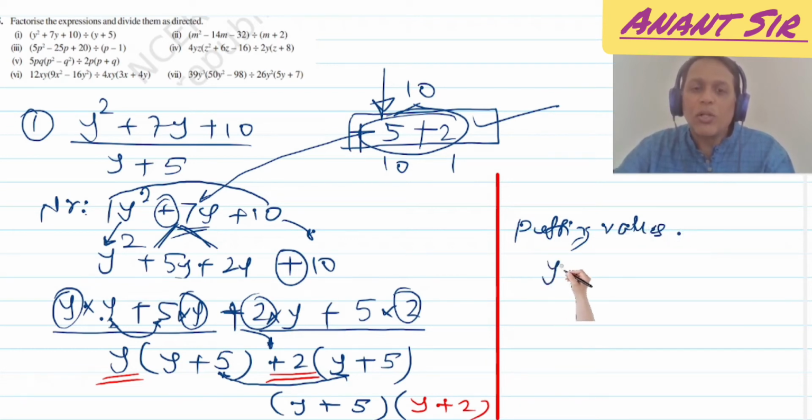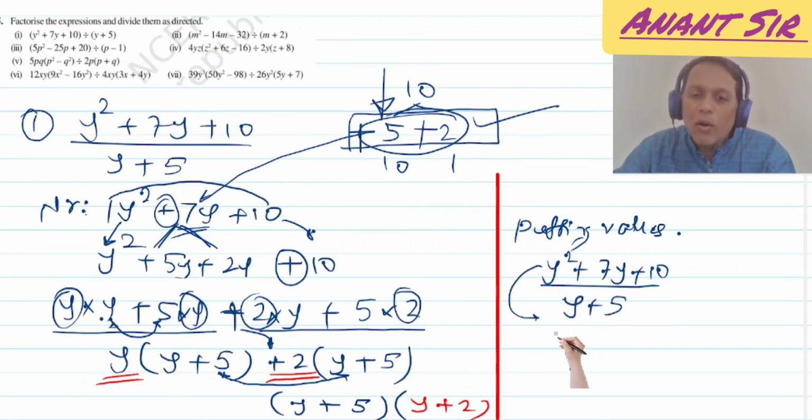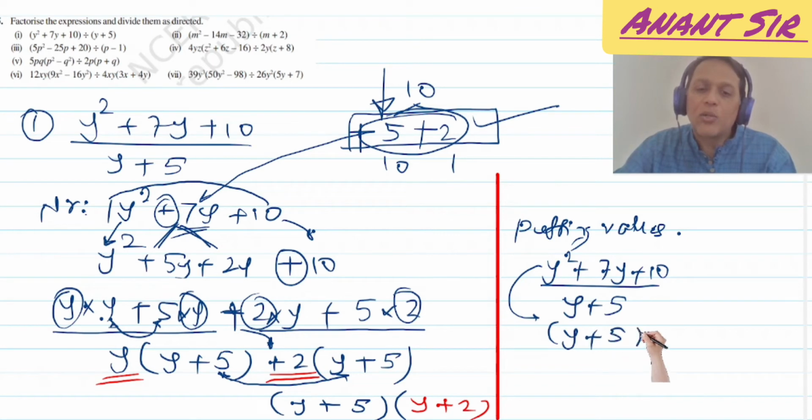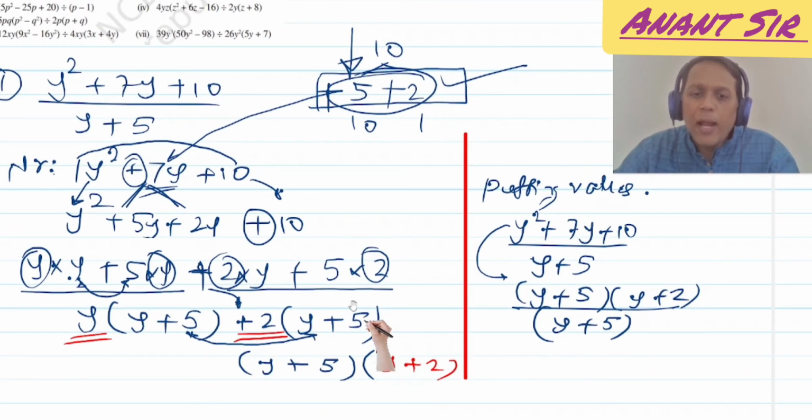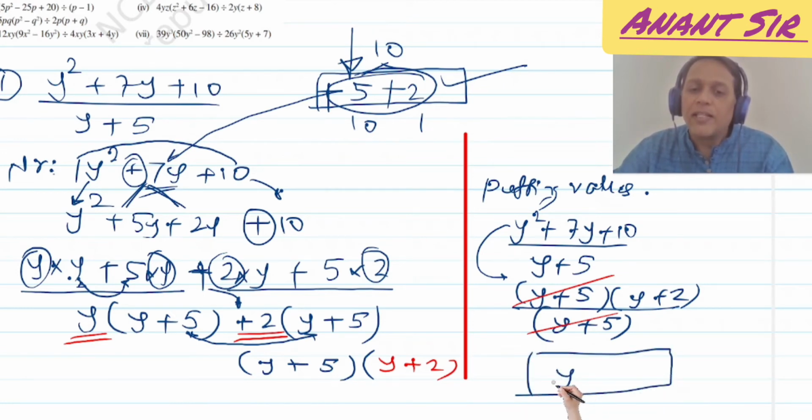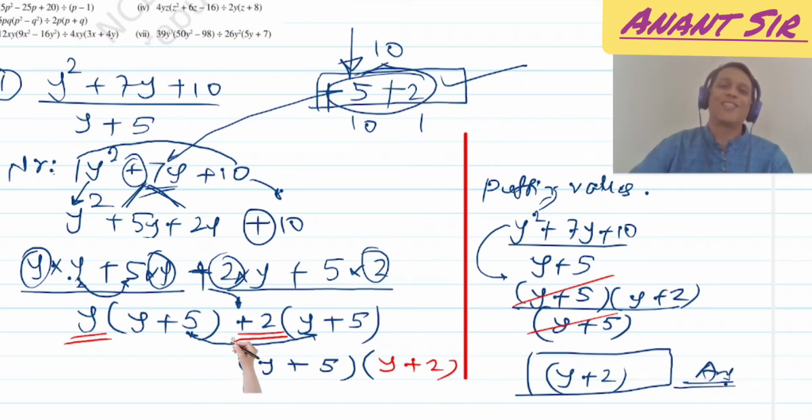So what was the question? The question was y square plus 7y plus 10 divided by y plus 5. Now we have already found the factors of the numerator: y plus 5 and y plus 2. And y plus 5 in the denominator, we cannot do anything about it, right? So now the y plus 5 bracket is the same in numerator and denominator, so it gets cancelled, and our final answer is y plus 2. So this is our final answer, friends.